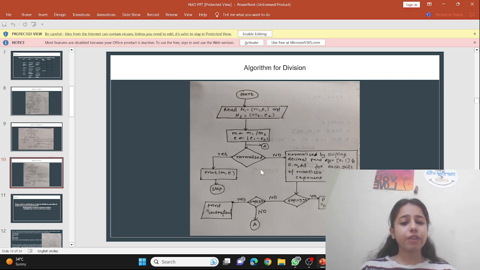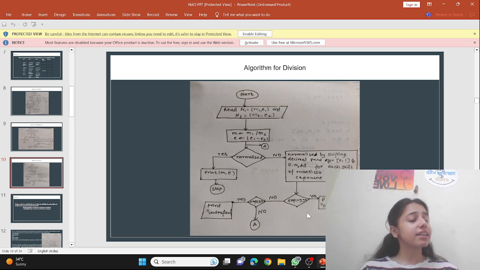Then we will check if it is normalized, then we will print the result. And if it is not normalized, then we will normalize it by shifting the decimal part, 0.1 and 0 dot n2. For each shift of mantissa, adjust the exponent.